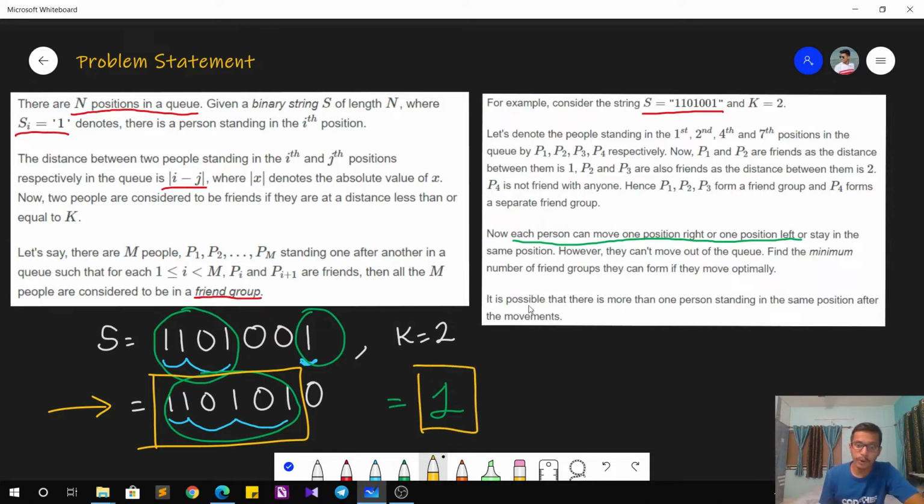Also, it is important that you note that more than one person can be standing in the same position after performing the movements. Initially only one person was standing at one position, but after doing the movements, there can be multiple people standing at one position. That is not an issue. I think now that the question is clear, let's move towards the solution approach.